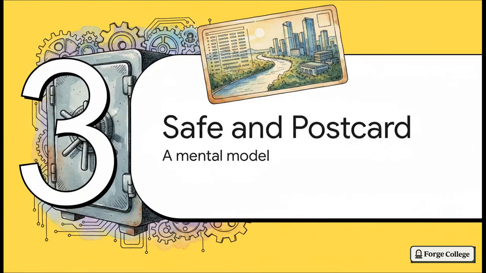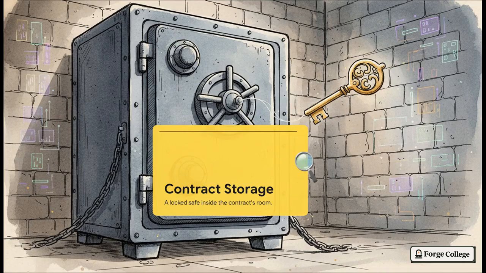Okay, Section 3. The safe and the postcard. Let's build a mental model. I want you to imagine your contract storage as a heavy, locked steel safe sitting right inside the contract's room. You need explicit permission and a very specific key to open it. Whatever is locked inside that safe dictates the fundamental reality of your contract. It's secure, it's stateful, and it is the ultimate authority.